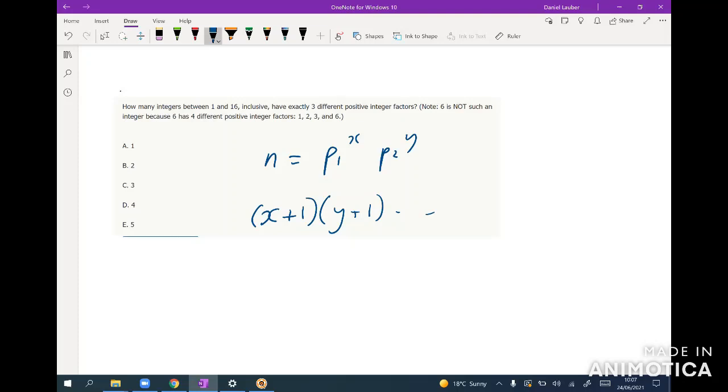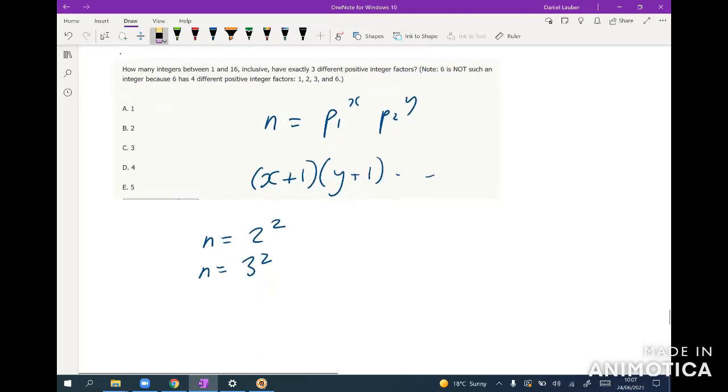So in other words, 1 doesn't work, but 2, we could have n equals 2 squared. That will work. n equals 3 squared. That will work. And not n equals 4 squared, because in prime factorization, that's actually 2 to the 4. And so it looks like those are the only options, because then we're above 16. So the answer is 2.